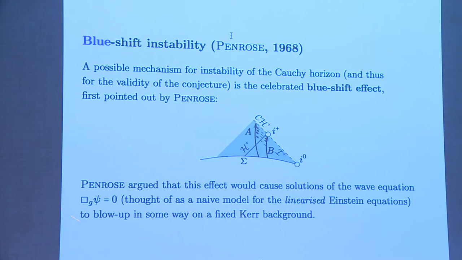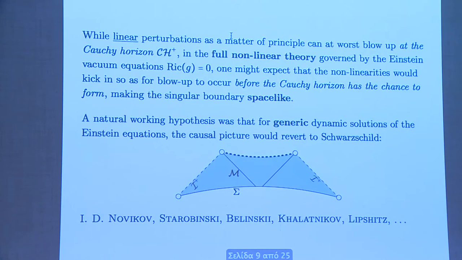And then you can think of this wave equation, the covariant scalar wave equation on this background, as some naive model for the linearized Einstein equations. So maybe that means that, at least in linear theory, you have some sort of blob of something associated to this Cauchy horizon. This was his heuristic argument, and in some sense this was the heuristics behind making this much more ambitious conjecture. But actually, people took this argument one step further.